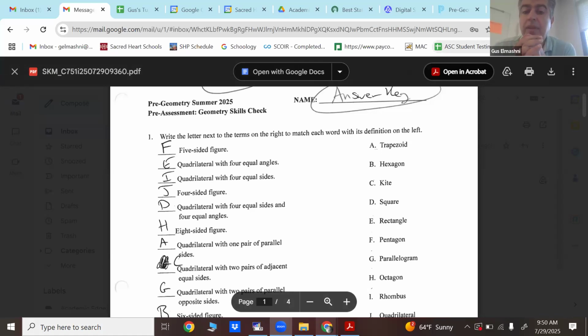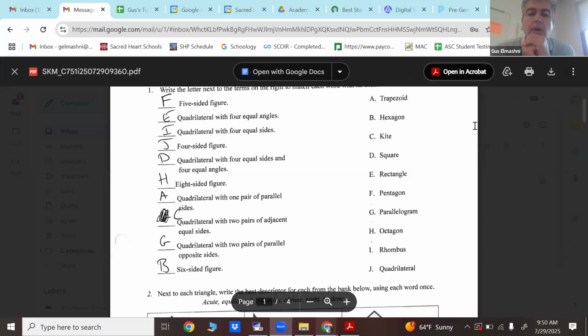So that's I. A four-sided figure, and we reviewed this yesterday, is J, which is a quadrilateral because that's very general. A quadrilateral with 4 equal sides and 4 right angles, that's very special now. It's like the rectangle and rhombus combined. That becomes a square. That's D. Eight-sided is an octagon. It's H. A quadrilateral with 1 pair of parallel sides is a trapezoid. A quadrilateral with 2 pairs of adjacent equal sides is going to be C, a kite. A quadrilateral with 2 pairs of parallel opposite sides is going to be G, a parallelogram.